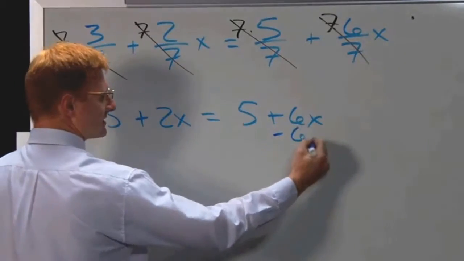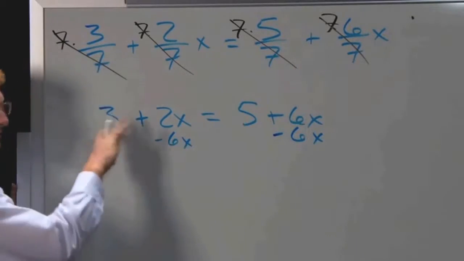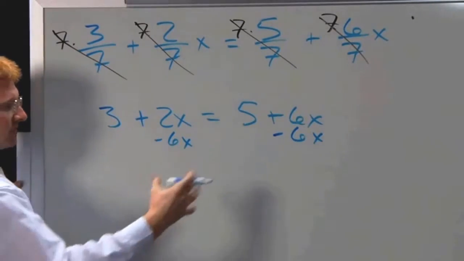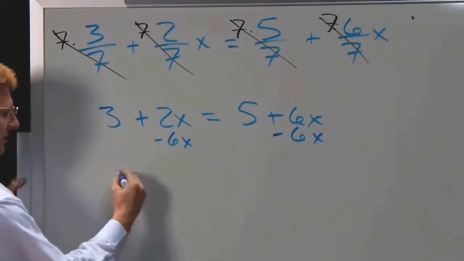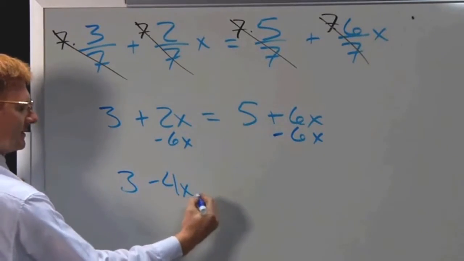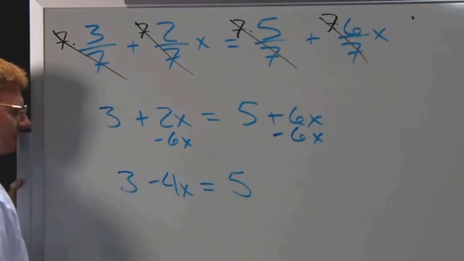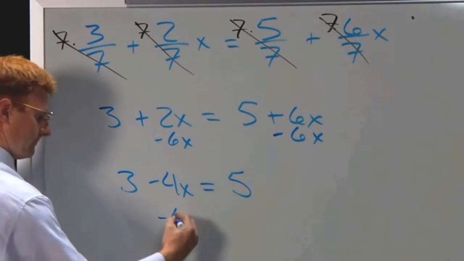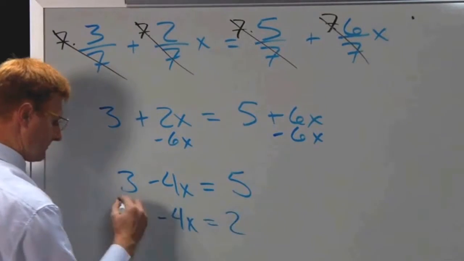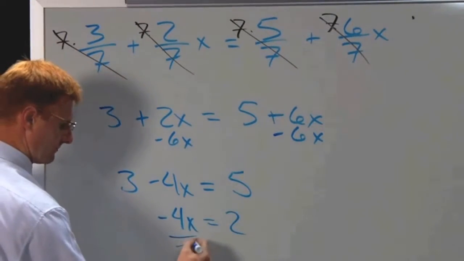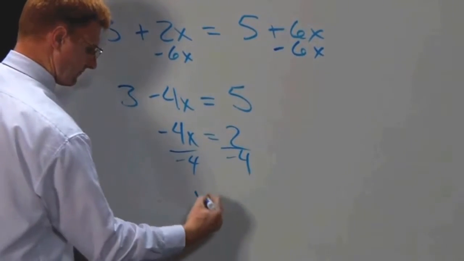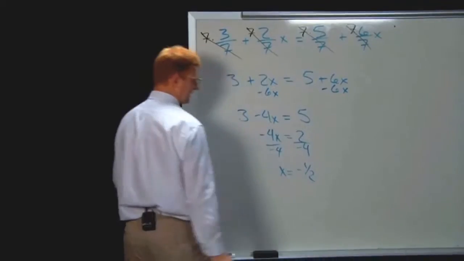So subtract 6x. Now, you could have gotten rid of the 2x either way, but as long as you get those x's together so you can start peeling off, 3 minus 4x equals 5. Subtract the 3. And divide by negative 4. X equals negative 1/2.